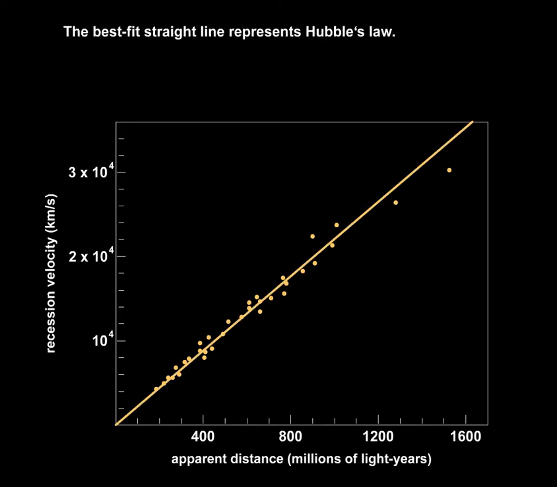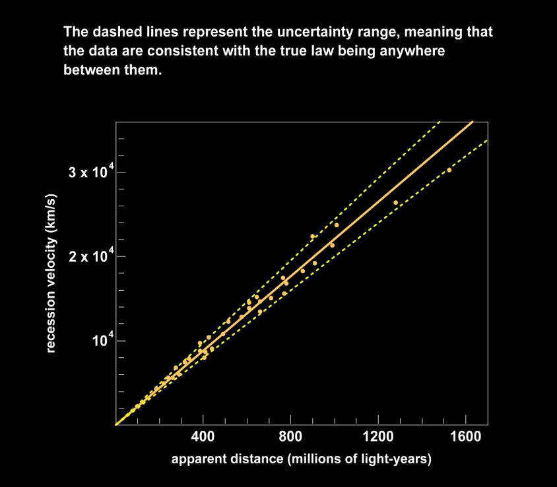The best fit straight line represents Hubble's law. The dashed lines represent the uncertainty range, meaning that the data are consistent with the true law being anywhere between them.